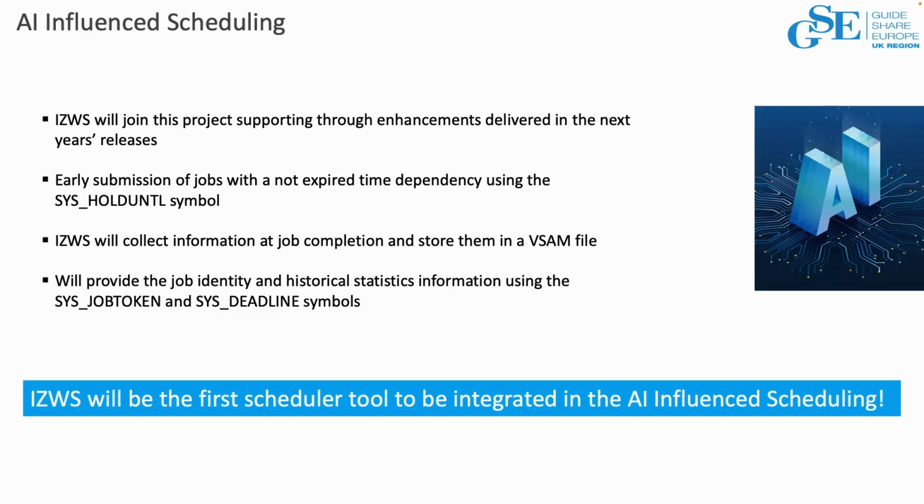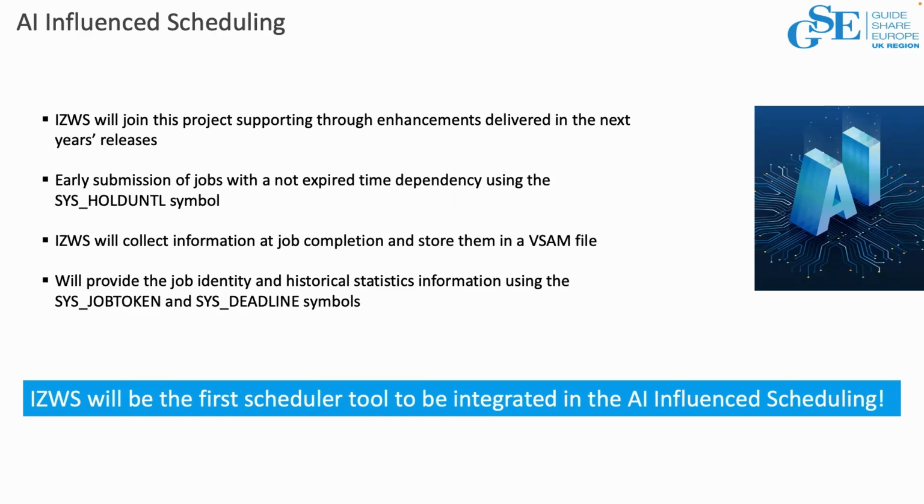We plan in the second phase to collect job information at job completion time and store it in one of our VSAM files, and also provide the job identity through a token and historical statistics information at job submission time. So for now, this year, we plan to implement the usage of these symbols, SYSHOLDUNTIL, SYSJOBTOKEN, and SYSDEADLINE, and provide this information at JES.